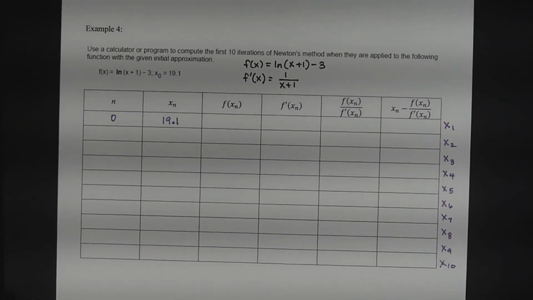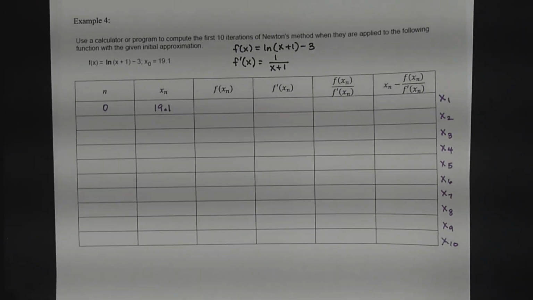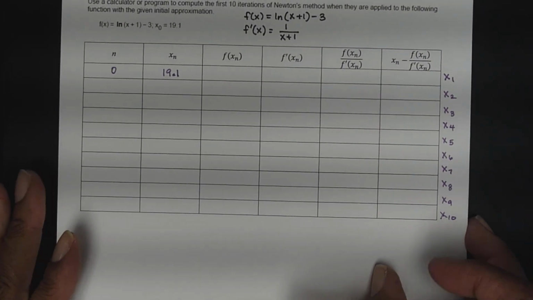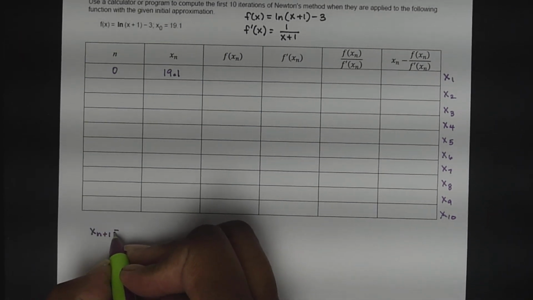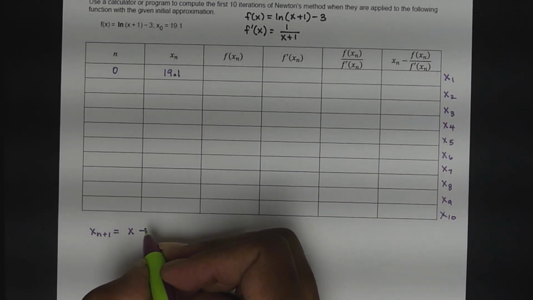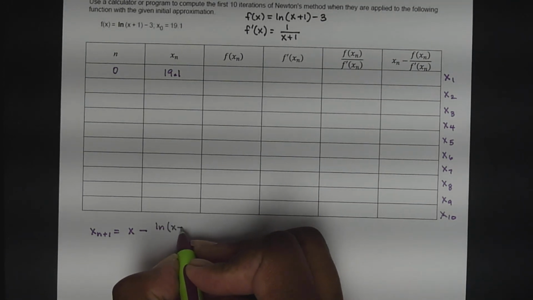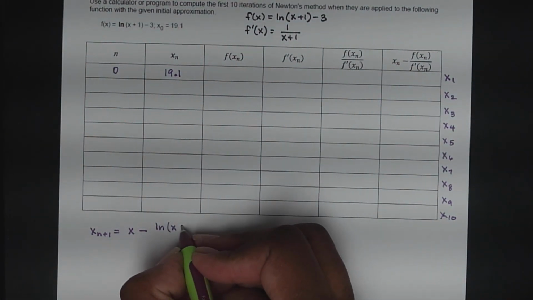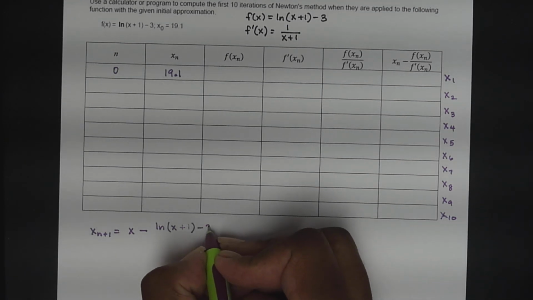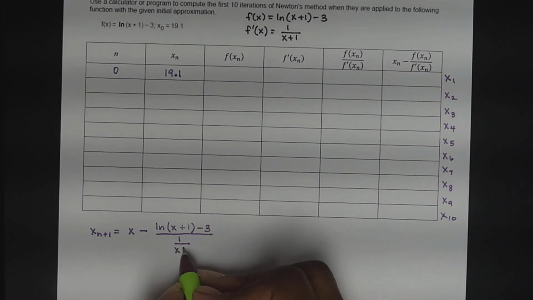Now, here's what we've got to do. We've got to come up with our formula that we're going to use for Newton's method. Our x sub n plus 1 would be equal to x minus, the numerator is your f of x, that's the natural log of the quantity x plus 1, minus 3, divided by 1 over x plus 1.